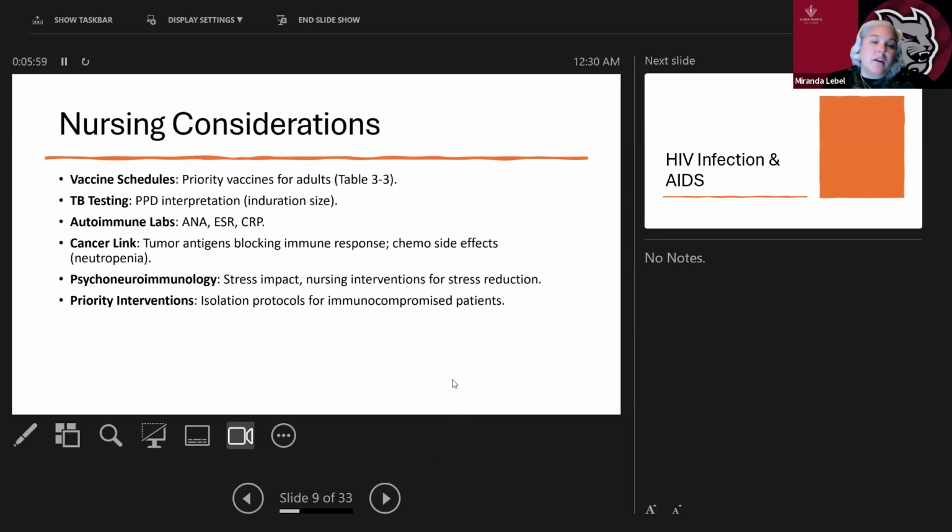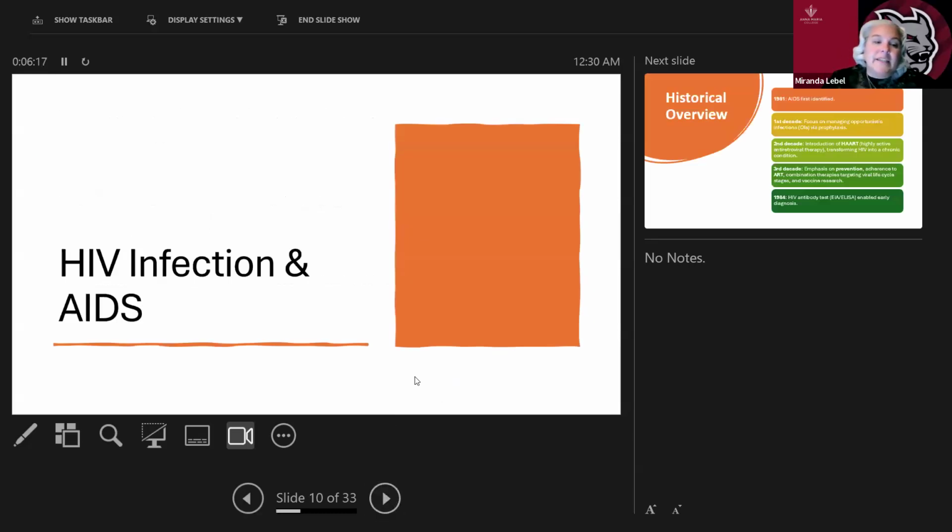Tumor antigens blocking immune response. There could be some chemo side effects like neutropenia. Psychoneuroimmunology, stress impact. Priority interventions are going to be isolation protocols for immunocompromised patients. Now let's dive into HIV and AIDS.